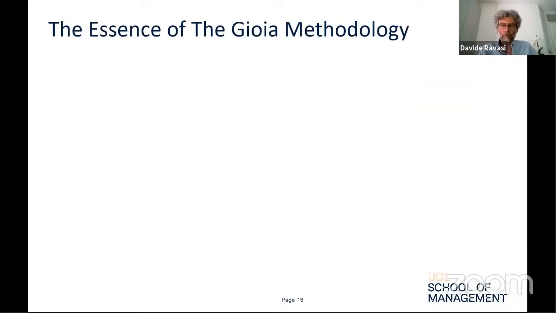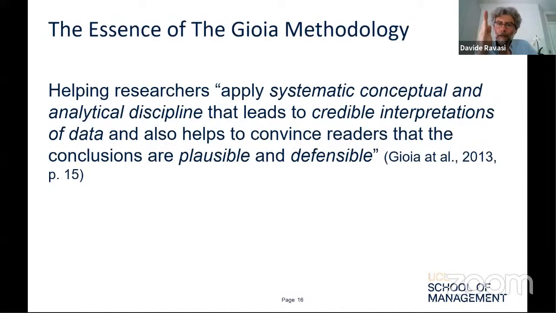We already mentioned some of this, but just to clarify perhaps the essence of this method. The idea of this method is to help you apply, as I said earlier, systematic conceptual and analytical discipline. It tries to make your analysis conceptually and analytically rigorous, to help you move beyond the relatively intuitive and holistic engagement with the data, so that your interpretations are more credible because people can see where they come from. It somehow gives transparency to the process that led you to derive your general theoretical interpretations from the evidence you observed, and therefore produces statements that are more plausible and more defensible.